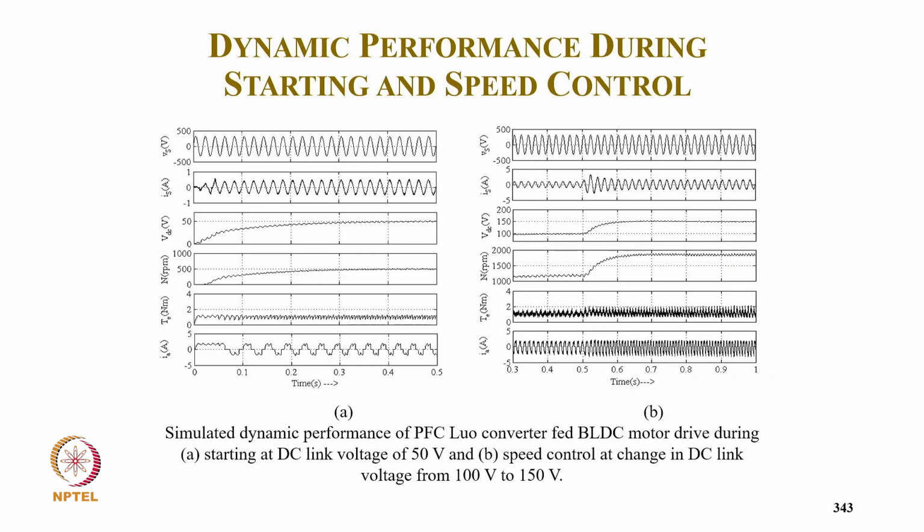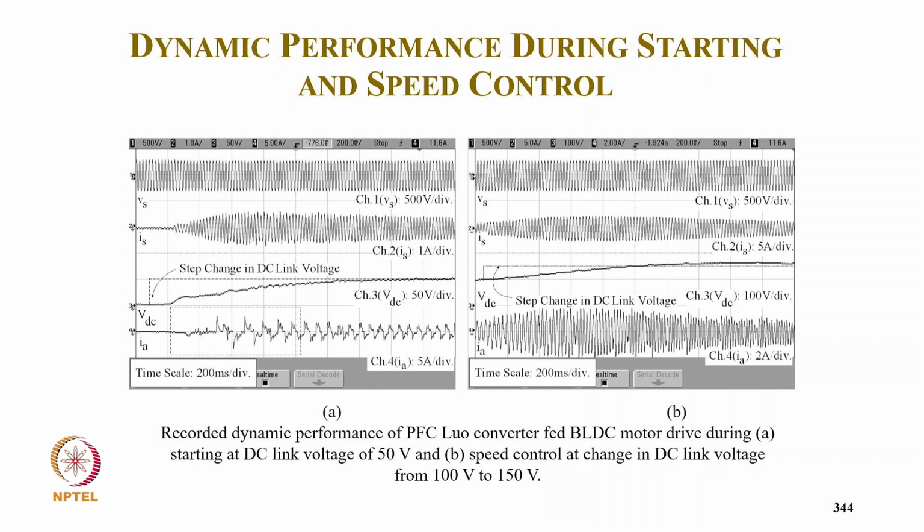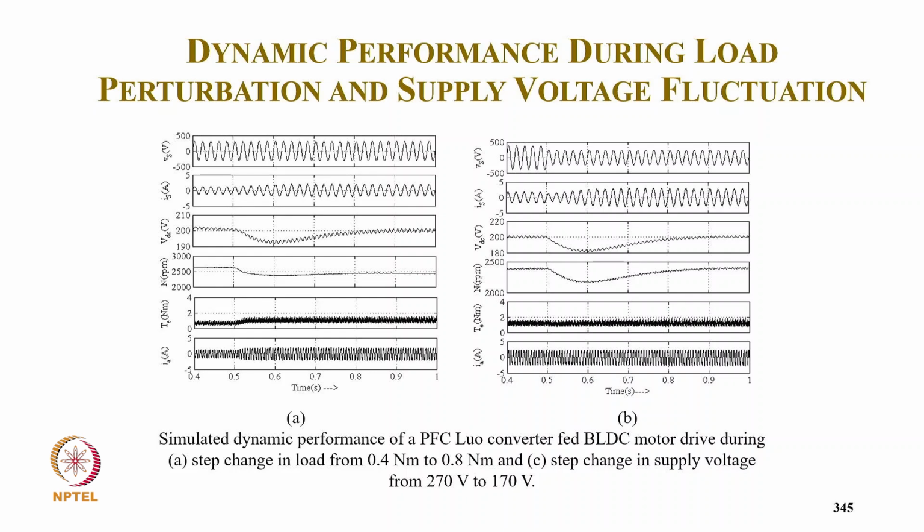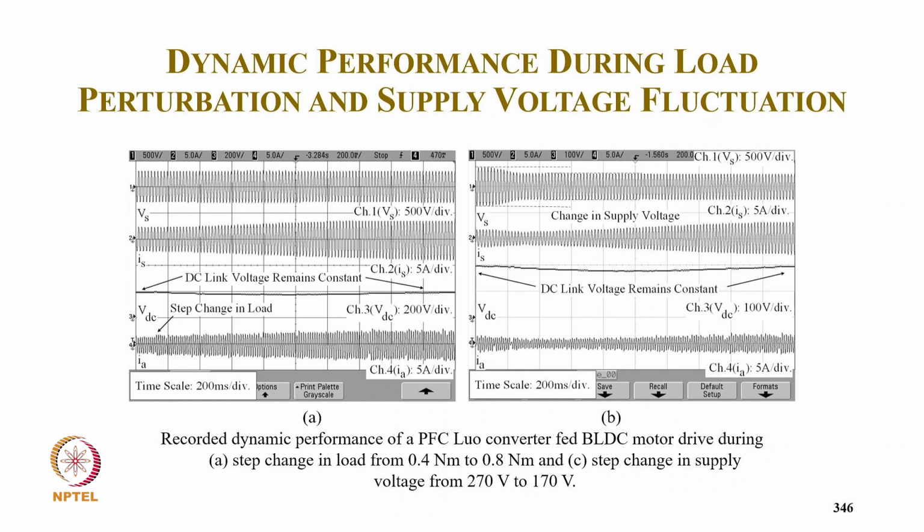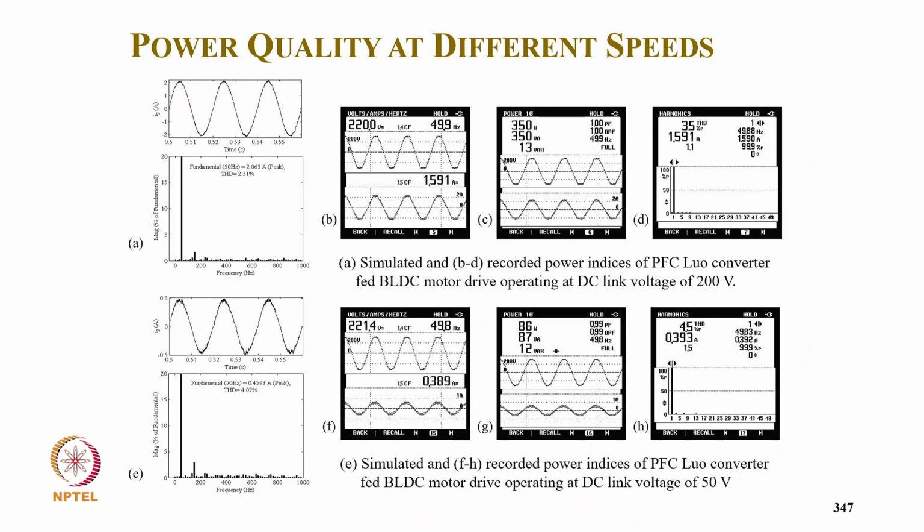And these are starting performance at 50 volt DC link setting, and the voltage change from speed control from 100 to 150 volt. These are experimental results for starting and the DC link voltage change from 100 to 150. And this is for load change from 0.4 Newton meter to 0.8 Newton meter, and your supply voltage change from 270 to 170, and then the experimental result for the 270 to 170 supply voltage change. And these are power quality performance.